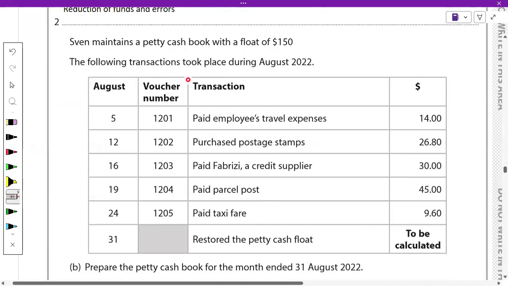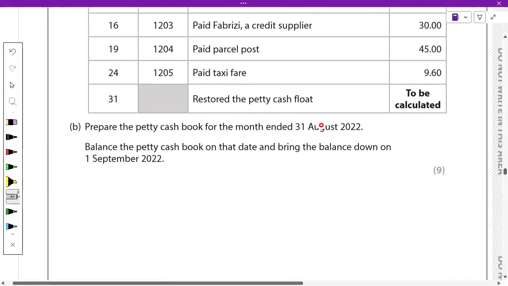The following transactions took place during August 2020. On 5 August, we paid some employees' travel expenses. Basically, these are the expenses. What we have to do is find out the amount to restore the petty cash float. It is to be calculated. So prepare the petty cash book for the month ended 31st August 2020. Balance the petty cash book on that date and bring down the balance on 1st September.